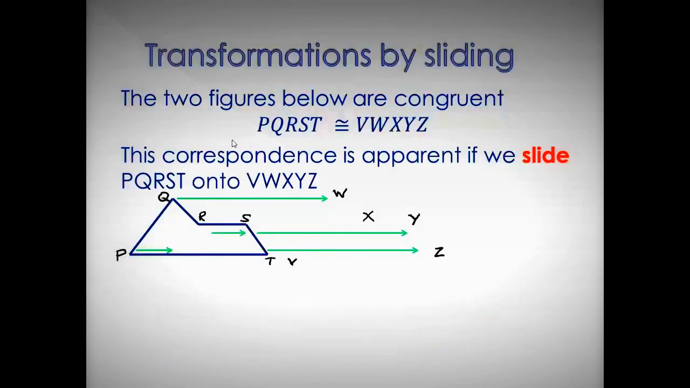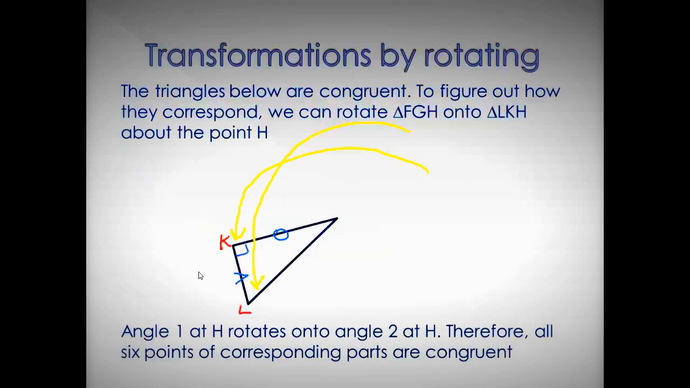Now, sometimes there's transformation by sliding. Take, for example, the 2 figures below. See how I slid that in there? Kind of neat, huh? Anyway, PQRST is congruent to VWXYZ. Notice that the P and the V match up. They're the first letters, and so do the subsequent letters: Q and W, R and X, S and Y, T and Z. So this correspondence is apparent if we slide this onto this. It would match up identically. All these angles would match. All these segments would match. It would be perfect and beautiful, and they would be congruent.